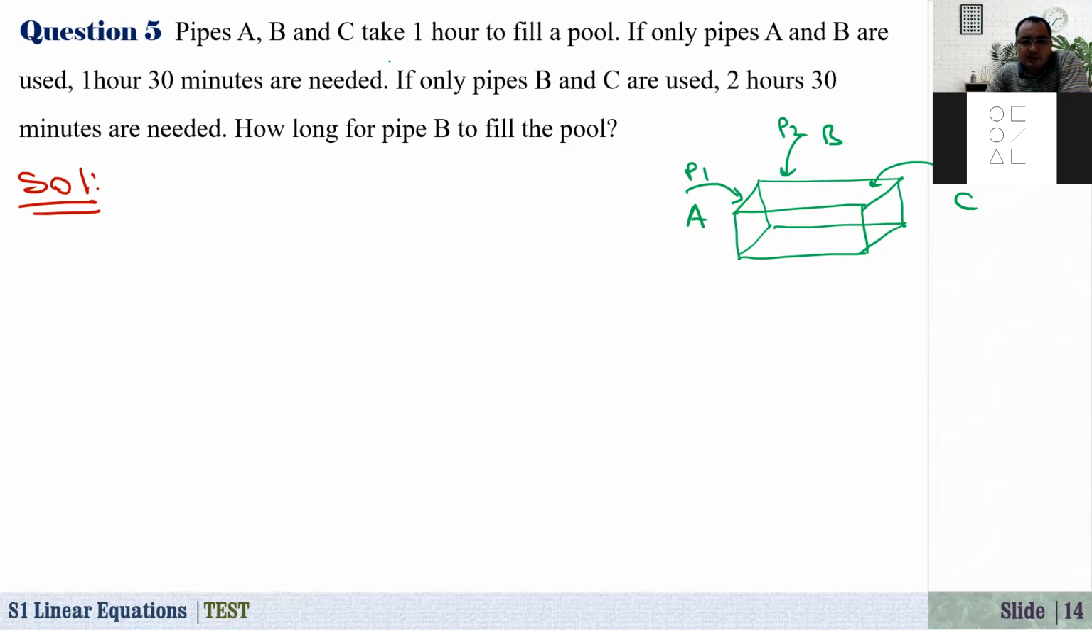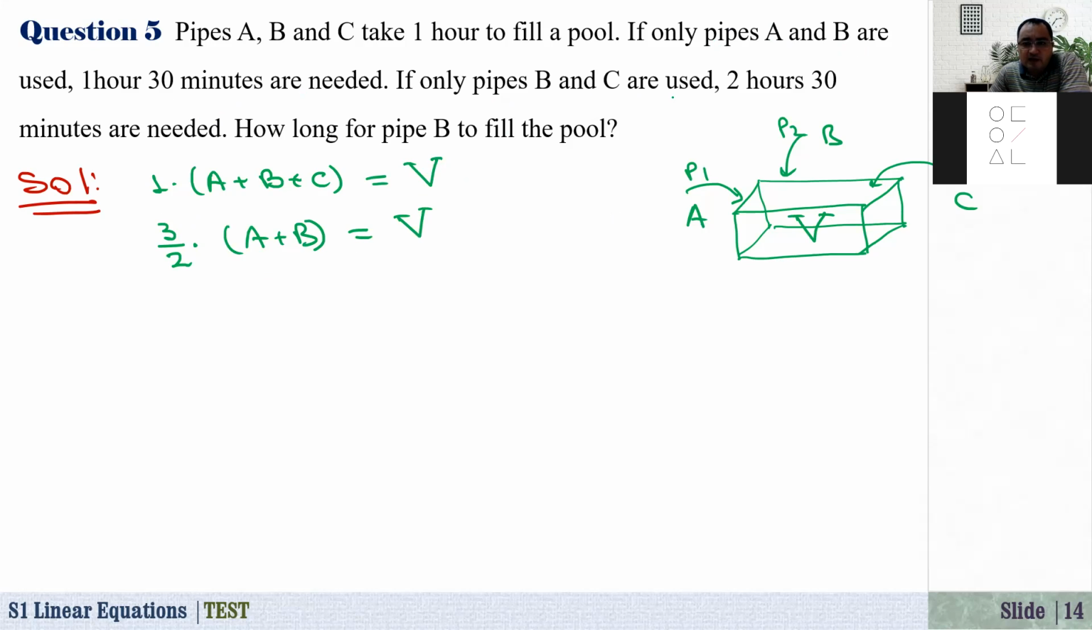So pipes A, B, C take 1 hour to fill a pool. That means if they are all open together, A plus B plus C. Let's say the volume of the pool is V cubic meters or V liters. So they will fill the pool. And it says that if only pipes A and B are used, 1 hour and 30 minutes are needed. That is 1.5 hours, or 3/2 hours, if only A and B are open. So they will fill the pool in 1.5 hours.